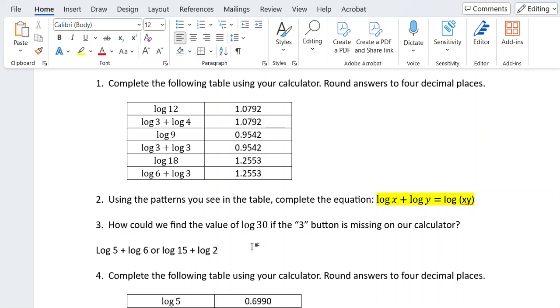I could also do log of 3 plus log of 10, except if the 3 button is missing, then I can't do log of 3. So I'm looking for a set of numbers that doesn't have a digit of 3 in them.